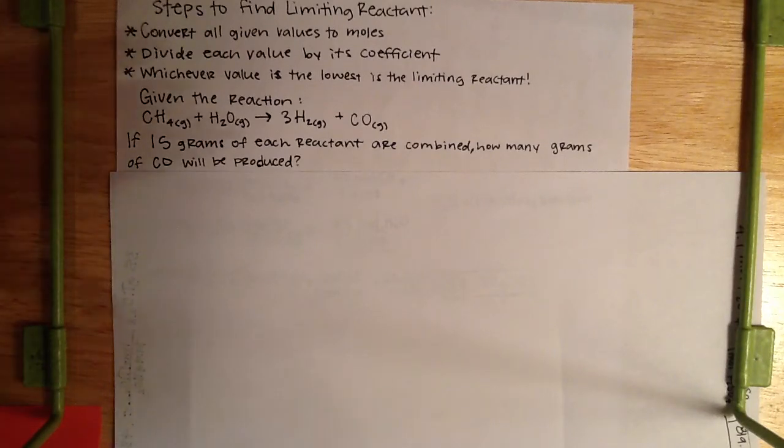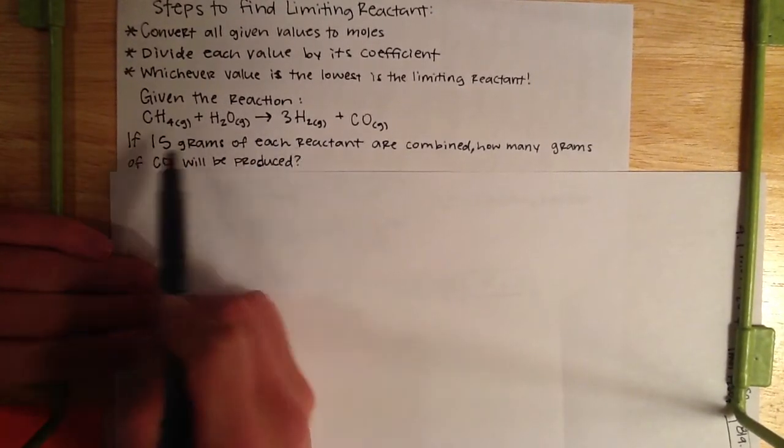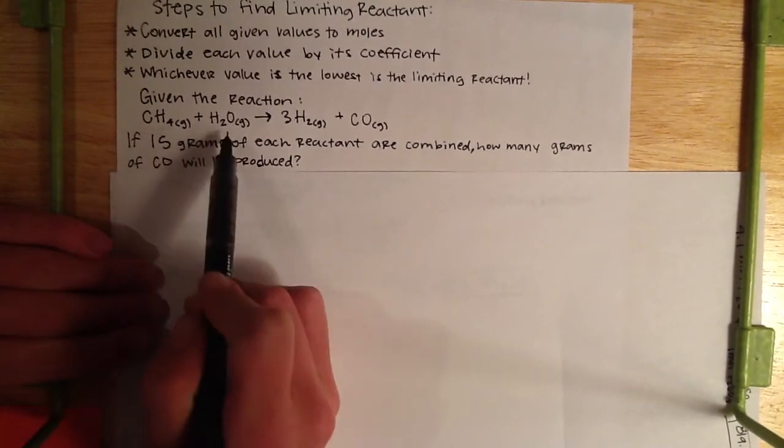Alright, so let's read our problem. Given the reaction CH4 plus H2O, which produces 3H2 plus CO, if 15 grams of each reactant are combined, how many grams of CO will be produced? Okay, so we know that we have 15 grams of each reactant. Reactants are on the left side of the equation, so we have 15 grams of CH4 and H2O.